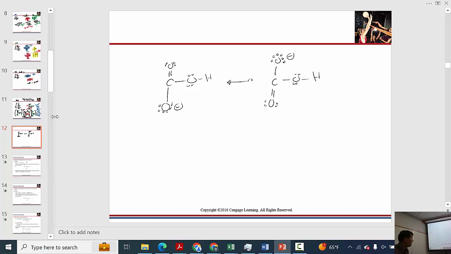But the actual structure is more accurately described as a hybrid of these 2. And it's called the resonance hybrid. And so what we do is we just average these two structures. It turns out both of these bonds are the same. Rather than being a single and a double, or a double and a single, they're what we call 1.5 bonds, between a double and a single.